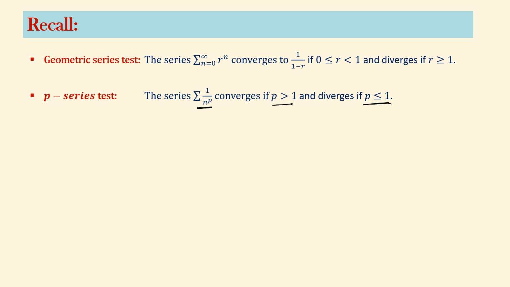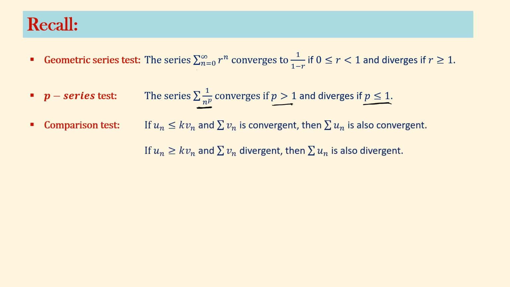The next test is the comparison test. Of course, we have not given proof for this, and that's not important for us. So what is the comparison test? If un is less than or equal to k times vn, we can omit k for our convenience. If un is less than or equal to vn and series vn is convergent, then series un is also convergent. This does not mean that if un is convergent, then vn is convergent. It only says that if series vn is convergent, then series un is also convergent.